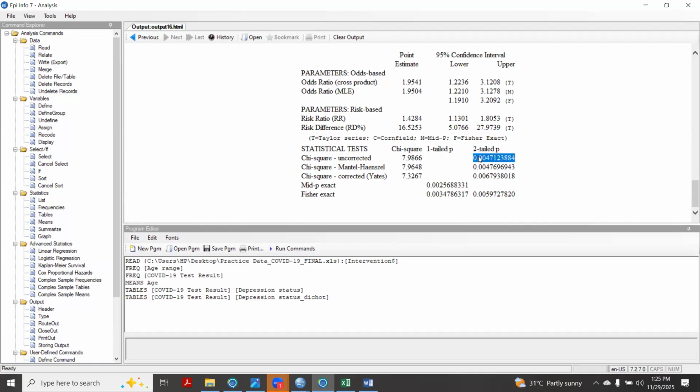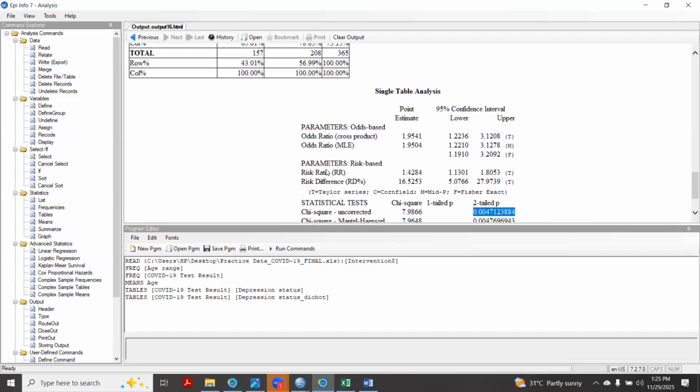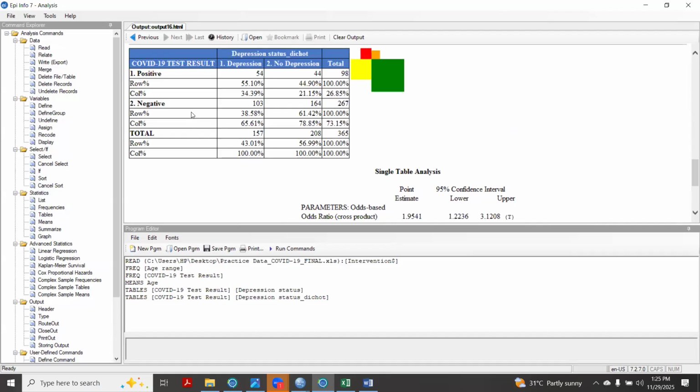So looking at our p-value, which is 0.0047, this value is less than 0.05, which is our cutoff. So we can say there's a statistically significant difference. What does this statistically significant difference mean in this case? It means that I can say for sure that those that tested positive have a 16.52 significantly higher prevalence of depression compared to those that tested negative.